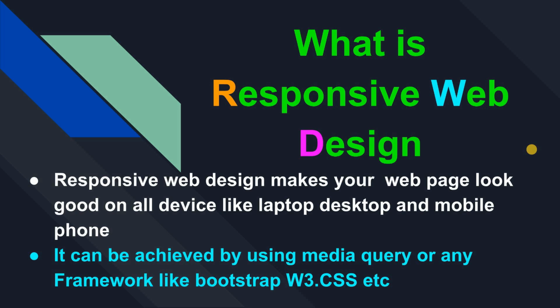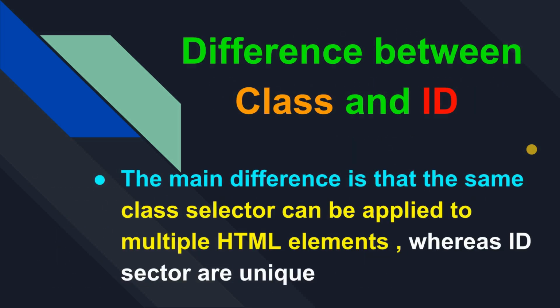Then the next question is, what is the difference between the class and the ID? The main difference is that the same class selector can be applied to multiple HTML elements, whereas ID selector can be used only to a unique element of HTML. Okay?